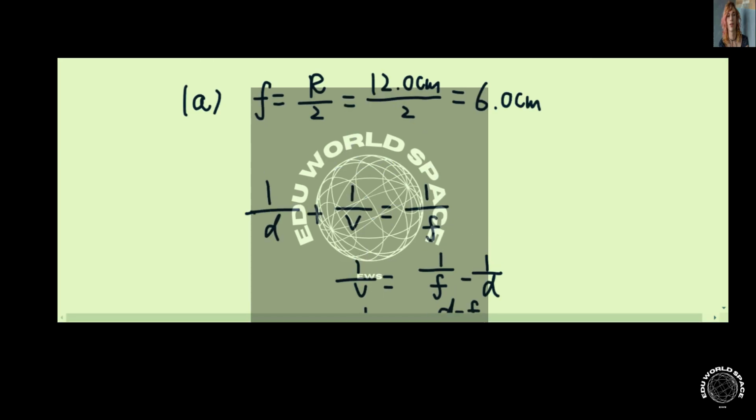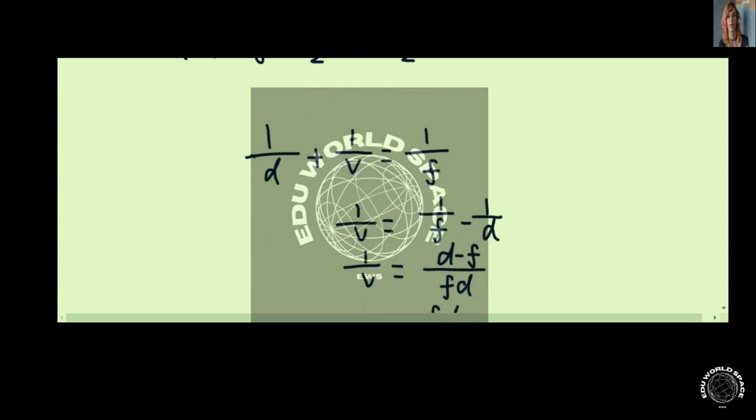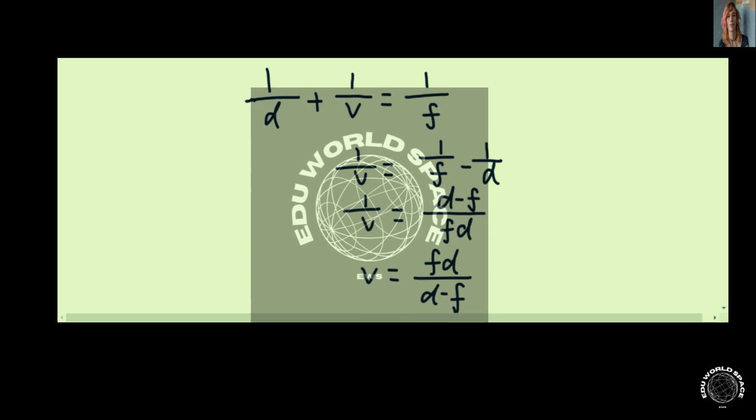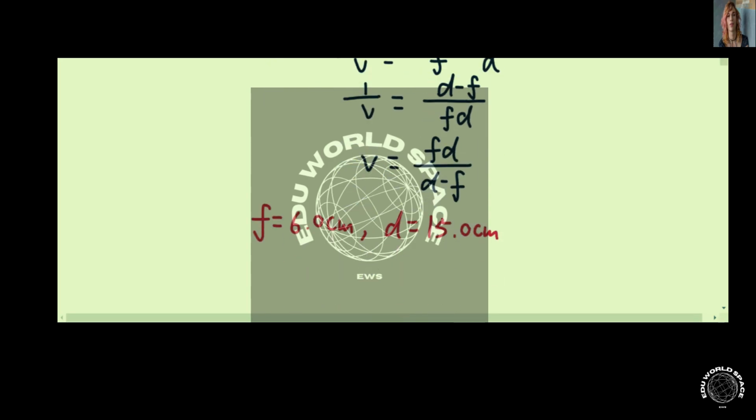Okay, so first, the focal length should be equal to half of the radius of curvature, which is 6.0 centimeter here. And this is the image equation: 1 over d plus 1 over v is equal to 1 over f. d is the object distance, v is the image distance, and f is the focal length. So if we do some arrangement here, we have the image distance equal to fd over d minus f. So we know the focal length is 6.0 centimeter, and the object distance is given as 15.0 centimeter.